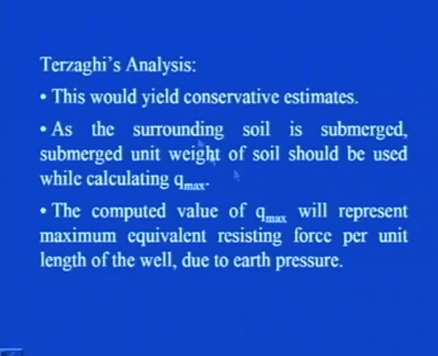As the surrounding soil is submerged, the submerged unit weight of soil should be used while calculating Q max. Due to the presence of water, the soil surrounding the well foundation is in a submerged condition, and so gamma submerged should be taken in the analysis. The computed value of Q max will represent the maximum equivalent resistance force per unit length of the well due to the earth pressure.